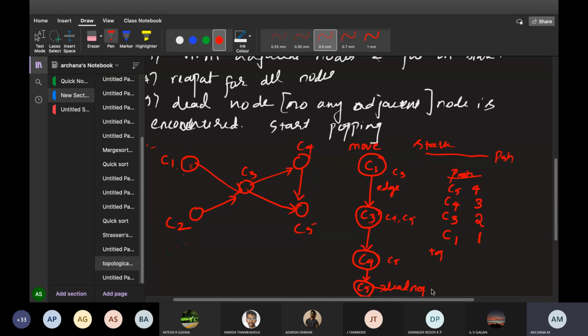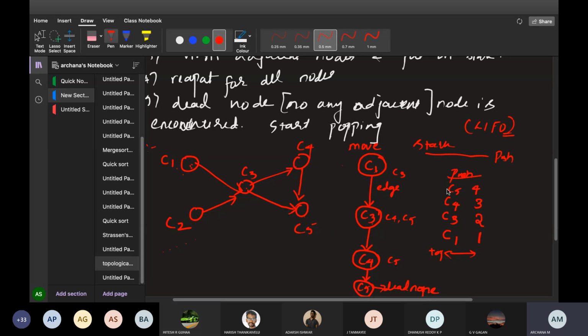When you encounter a dead node, you should stop here. That is, you should start popping from the stack. When you encounter a dead node, pop the elements from the stack. How do you pop? Whether you're doing it from the top or from the bottom, what is a stack? The stack is Top, Last in, first out.